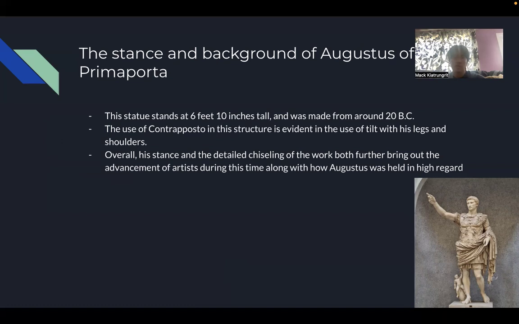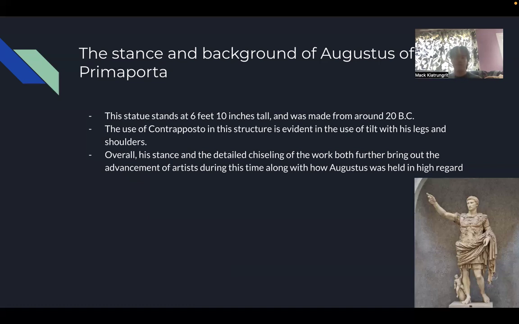The statue is really tall. It's 6 feet 10 inches tall. It was made around 20 BC. We can see the use of contrapposto in the statue, evident with the use of tilt with his legs. We can see his left knee is slightly bent. His right leg stands slightly forward. We can see his shoulders are slightly tilted, which emphasizes this arm being brought out, reaching out to a crowd and really serving as this voice of reason and rejoicement for the Roman Empire, right?